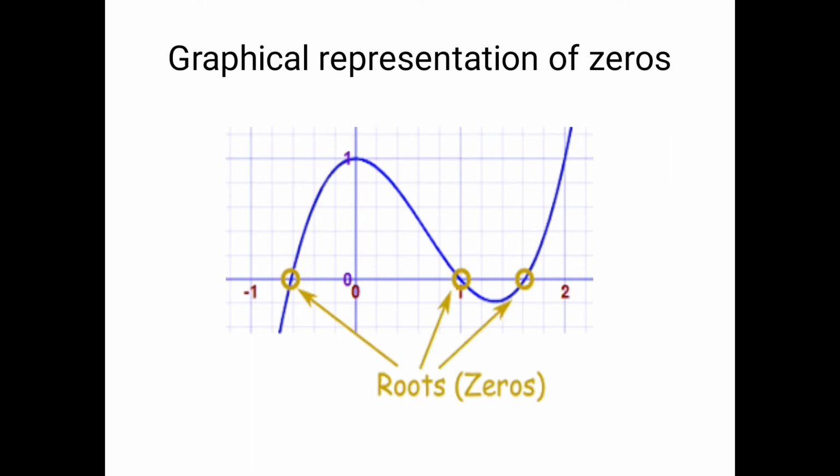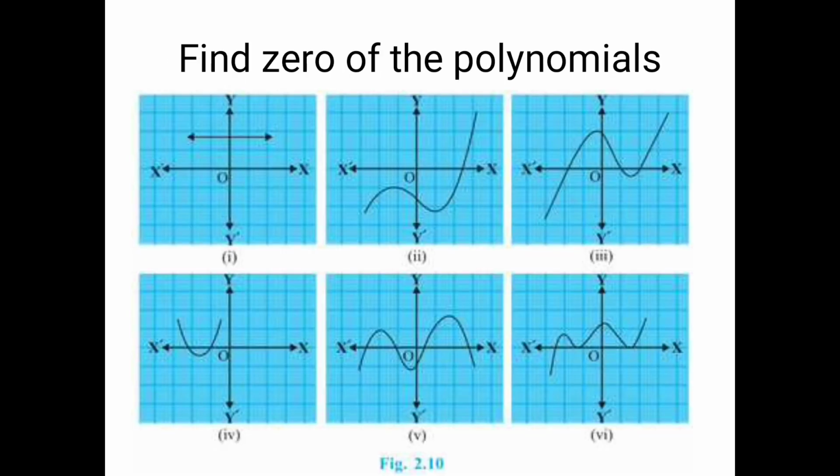If a curve intersects the x-axis at 2 different points, then we can say that we have 2 zeros for the given curve. If it intersects at 4 points, then we can say that it has 4 zeros. So here, find the zeros of the polynomial. We have different graphs over here.